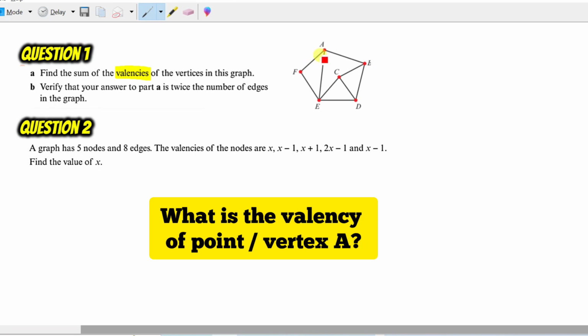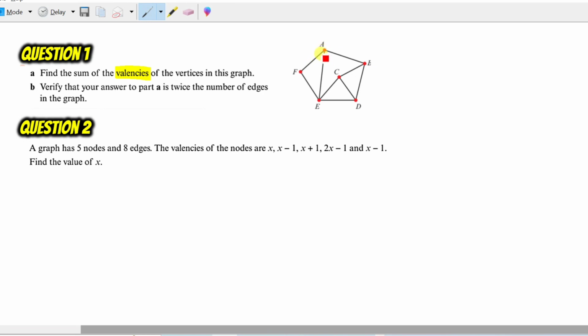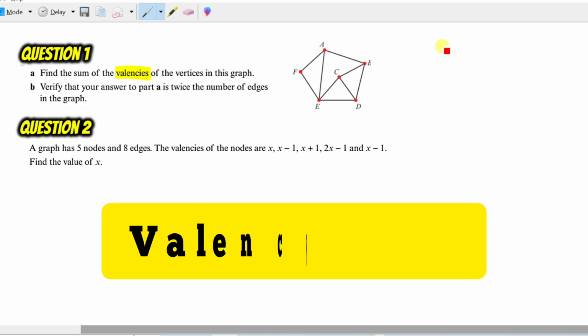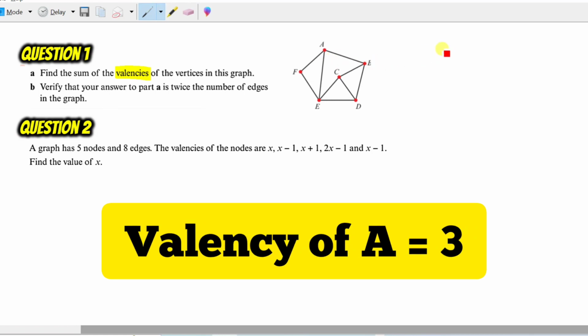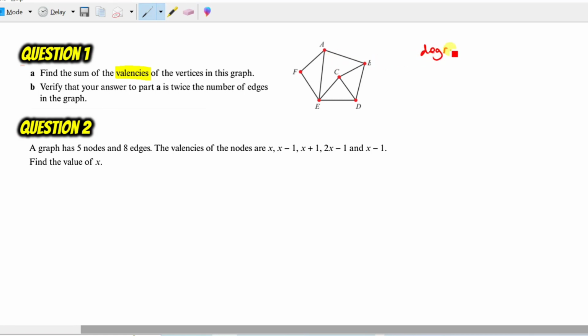So if they had to ask you what is the valency of point A, you just count how many edges there are. Well, at point A we've got 1, 2, 3 edges. So the valency of A would be 3. Another way they could use instead of valency is degree. What is the degree of point A? Again, it would be 3. For F would be 2, and so on.